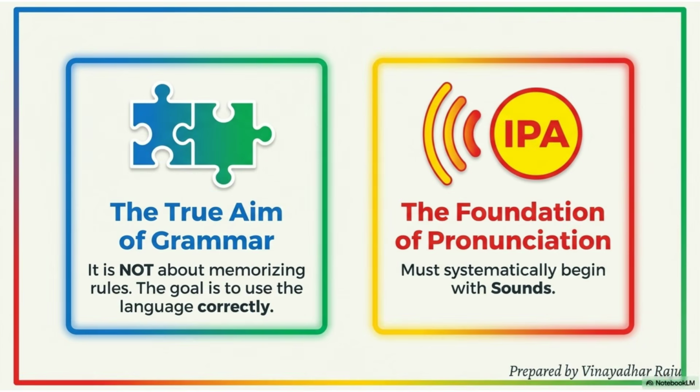What is the true aim of teaching? For grammar, it's not just memorizing rules, it's about using the language correctly. For pronunciation, we must start systematically with sounds using the International Phonetic Alphabet, or IPA.